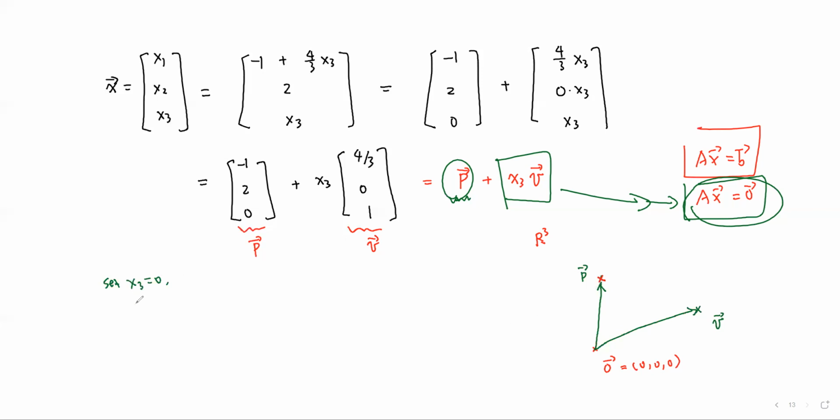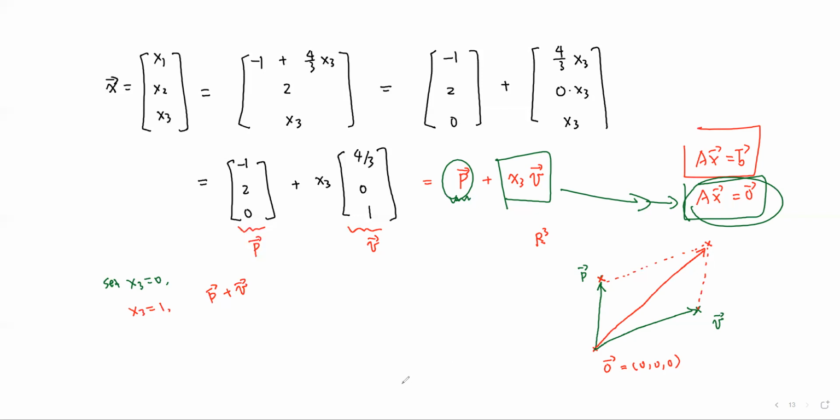Let me set x3 to 1. Then we get P plus V is a solution. To add two vectors, add the corresponding entries, or use a parallelogram. Let me use a parallelogram. Draw a parallelogram, then the diagonal is P plus V. This point is in the graph of the solution.